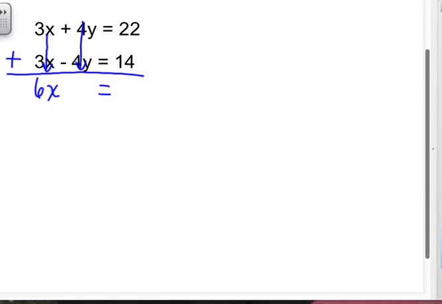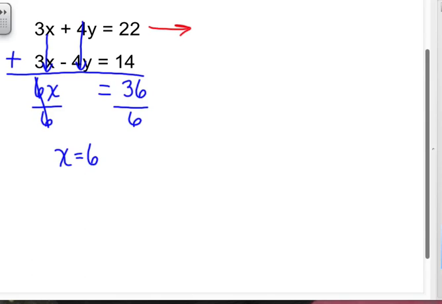22 plus 14 is 36. So now I have to solve 6x equals 36. Divide by 6. So that goes away. X is happy because he's alone. And now I know that x is 6. Great. Take that. Go back up to one of your original equations. Plug that 6 in for one of the x's. And solve. I'm going to use the first one.